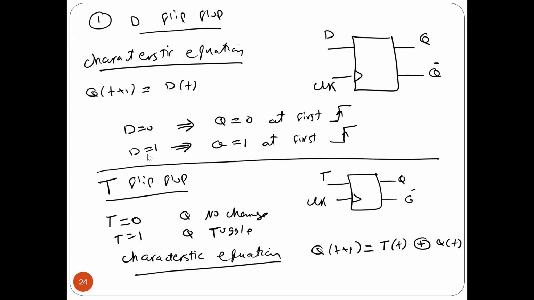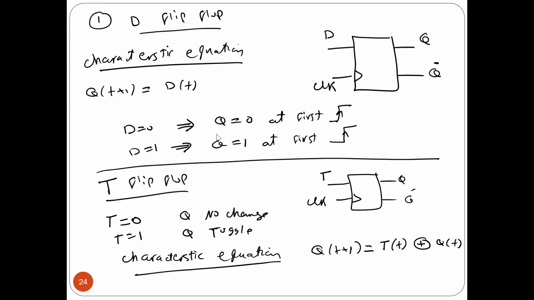Is that okay? If D is equal to 1, Q is equal to 1. That's very easy. That means if I want to store 0, I'm going to put 0 in G. That's it. And then at the first rising edge, it's going to store 0. If I want to store 1, I'm going to put 1 in G. I'm going to put 5 volts. And then at the first rising edge, I will find 1 here. That's it. Very easy. Any questions?